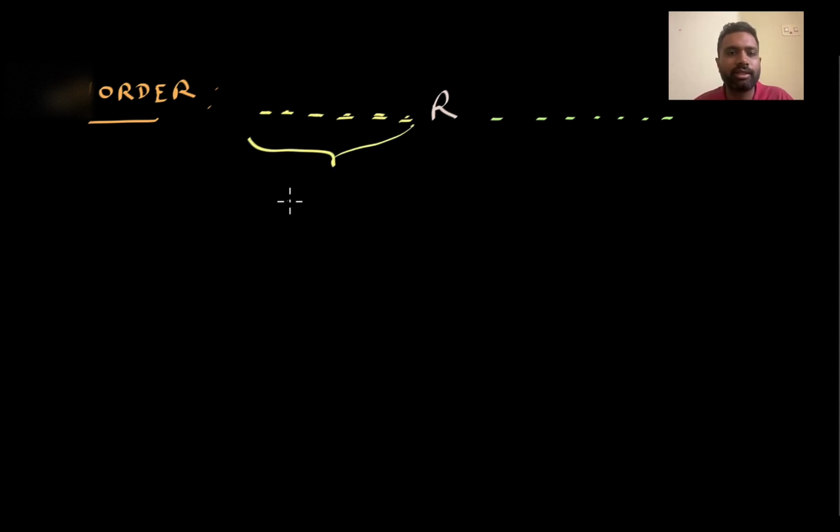So this is the left subtree. And this light green part is the right subtree.